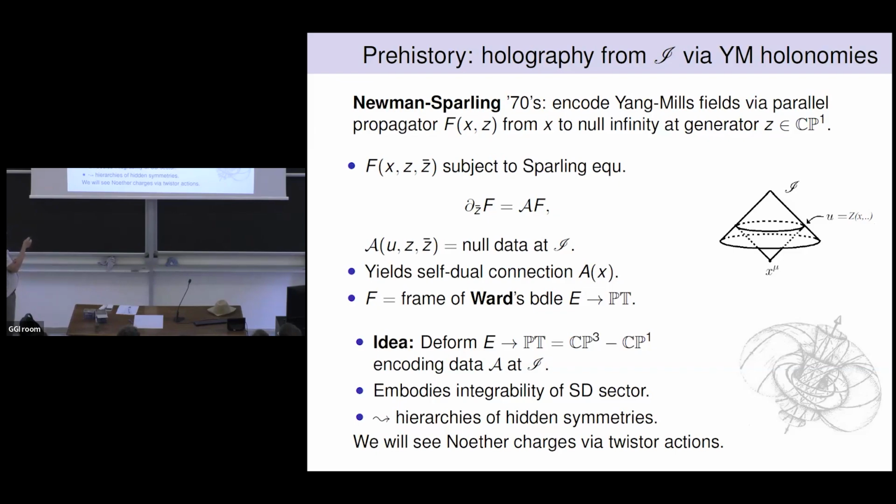Now, this is a remarkable thing, right? You'd have thought that the parallel propagator from the interior of spacetime out to null infinity would be a complicated object. It encodes the Yang-Mills field, but in a very messy way, and you wouldn't really expect it to satisfy any nice equations. But here, if you impose this Sparling equation, where A is the null data for the Yang-Mills field at null infinity, you can reconstruct the connection on the interior spacetime just out of its characteristic data at null infinity.